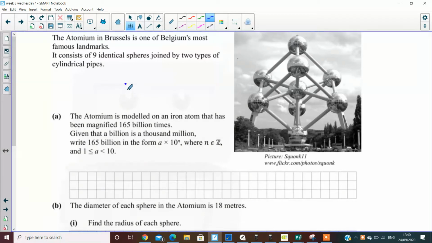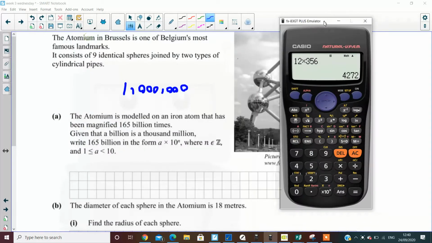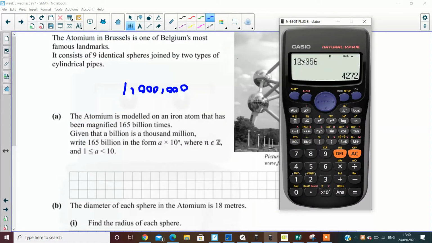A million is 6 zeros, like so. So it's 1,000 times a million, right? So I'm going to get 1 billion. 1 billion is 1,000 times a million. Would you agree with that?